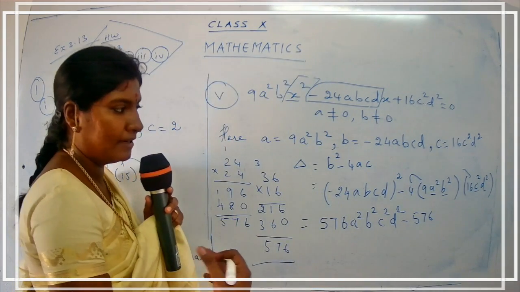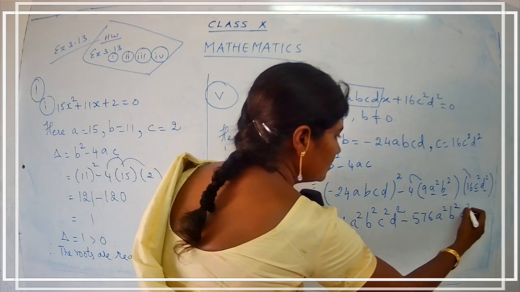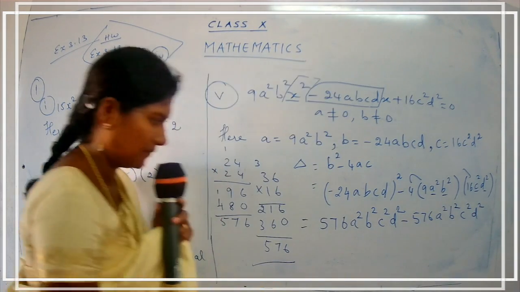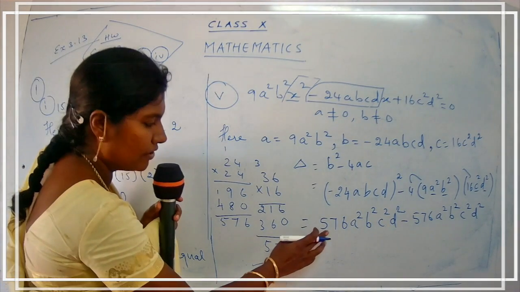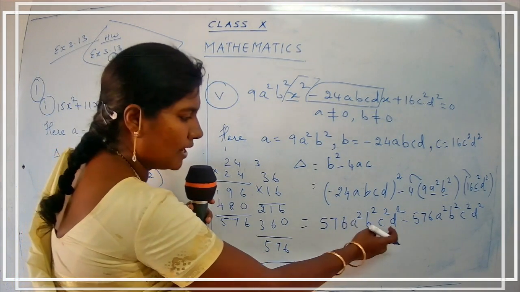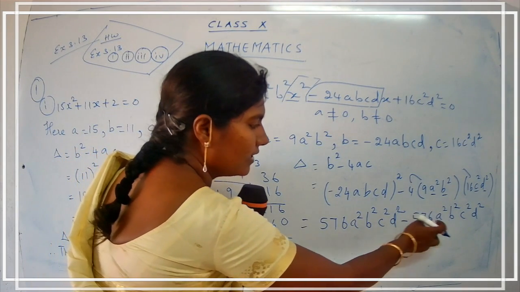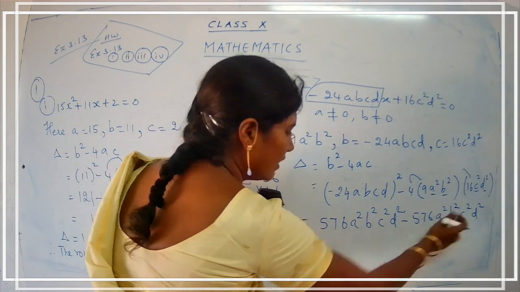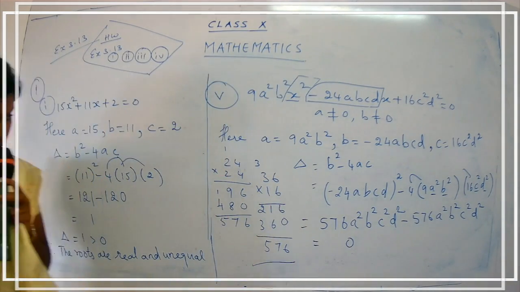Now just see the numbers here, A square, B square, C square, D square, because we have multiplied all the numbers first. So what is left now? A square, B square, C square, D square. See? Very easy answer. So we have the same terms. I have your 576 A square, B square, C square, D square minus 576 A square, B square, C square, D square. So both the terms get cancelled and you get the answer as 0.